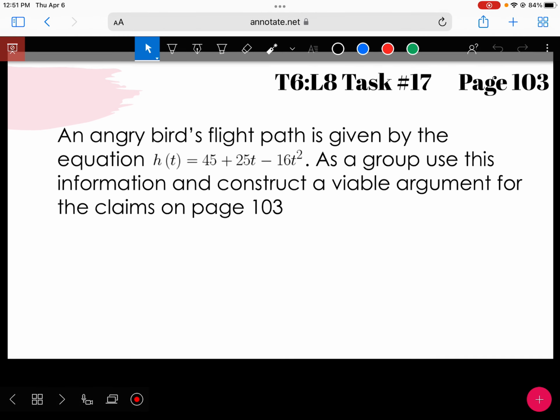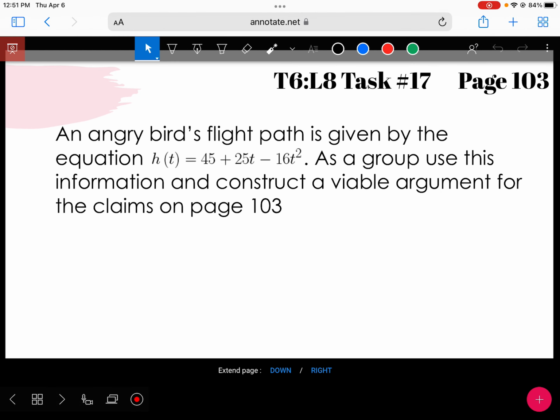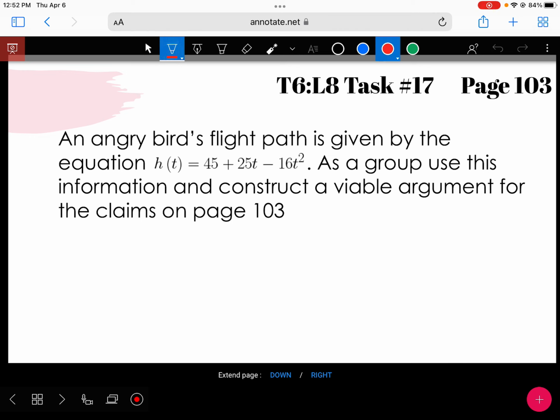Here we go. An Angry Bird's flight path is given by this equation. H of t equals 45 plus 25t minus 16t squared. What kind of an equation is that? It is a quadratic. It is a quadratic equation. How do we know it's a quadratic equation?